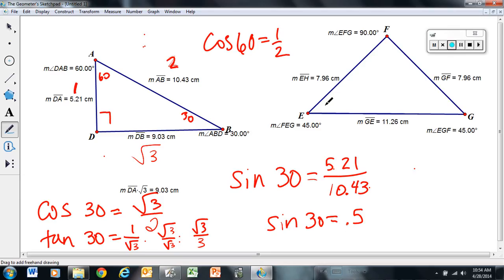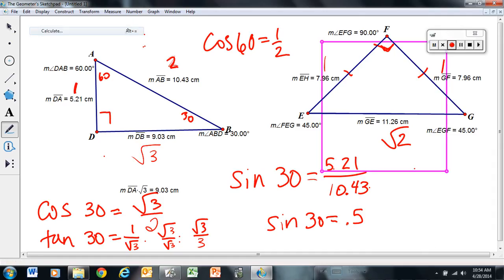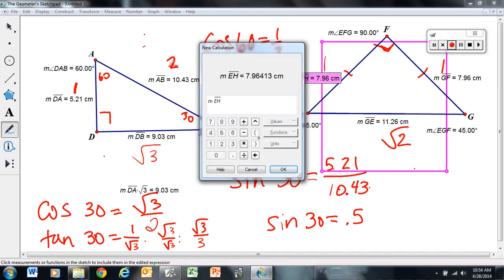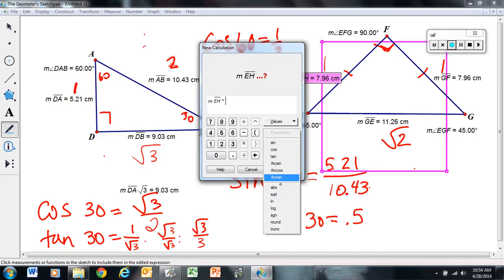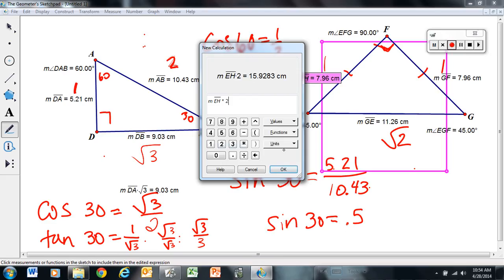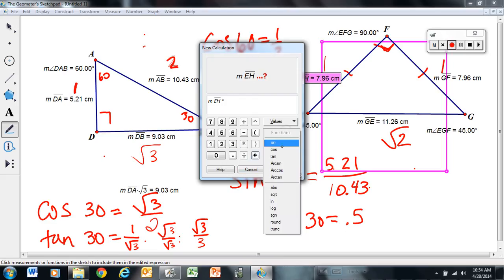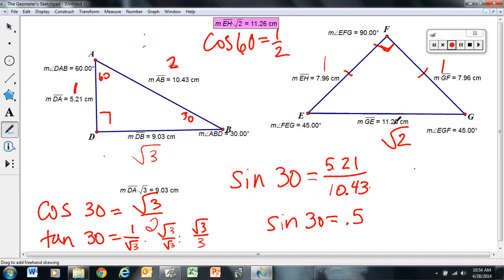This triangle over here is a 45, 45, 90. So here's your right angle. These two sides are congruent. As you can see, they're both 7.96. And their sides are always in the ratio of 1, 1, radical 2. So for instance, again, if I take my calculator, measure, calculate, and I multiply this side by the square root of 2, it's going to give me the hypotenuse. The hypotenuse is 11.26 because it's radical 2 times one of the sides.